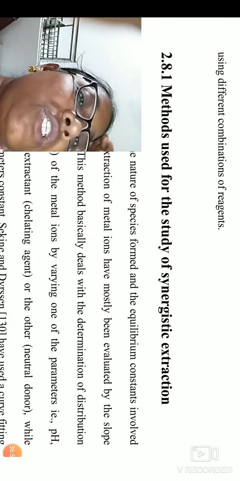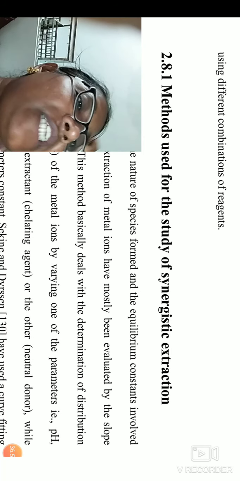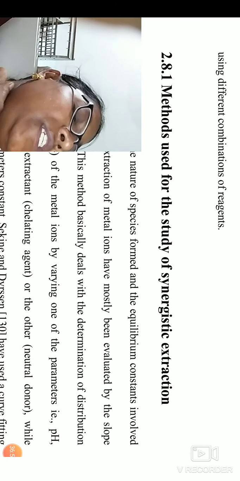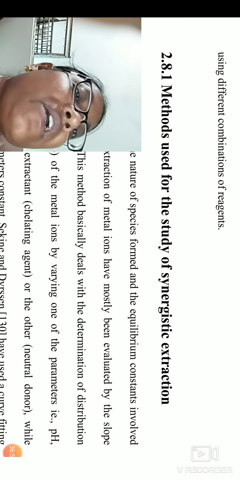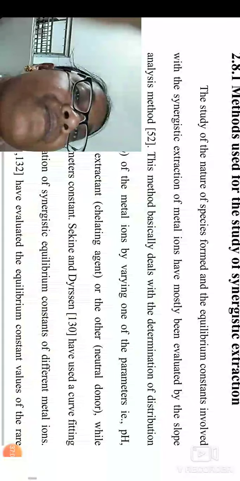Next, methods used for the study of synergistic extraction.